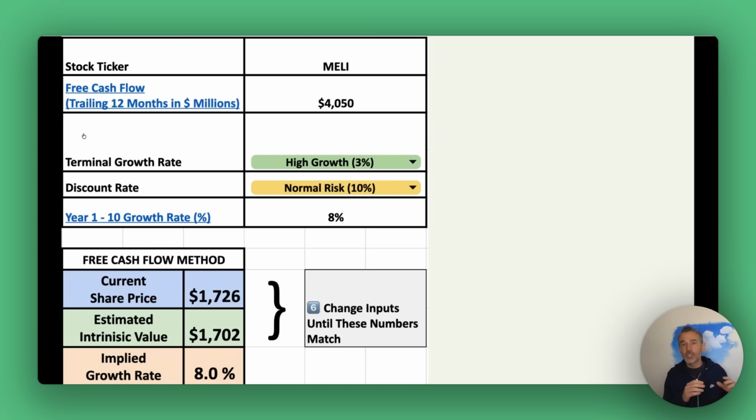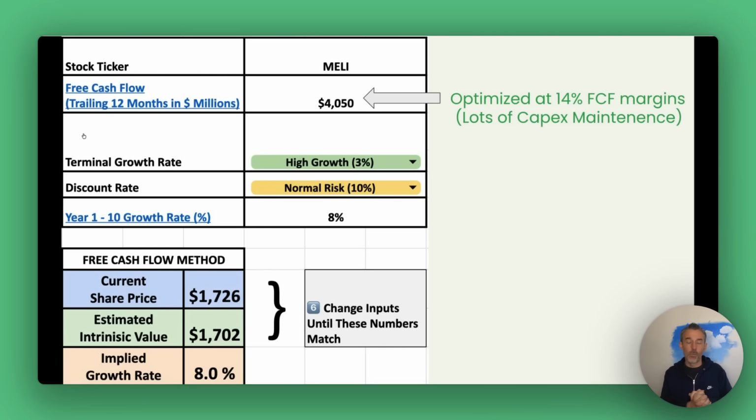Because Mercado Libre has started lending, free cash flow where it is right now is not a great way of figuring out what kind of revenue growth the company needs. Free cash flows are much higher than they'll be normalized, because the company is lending money and taking in customer deposits, setting money aside for potential losses that aren't really leaving the company's fortress yet. So I have lowered the free cash flow margins to say that, optimized, they'd be at about 14%.